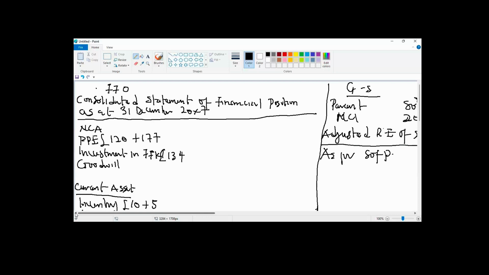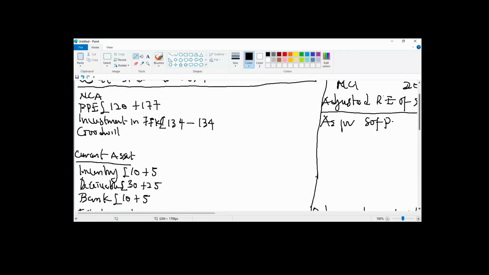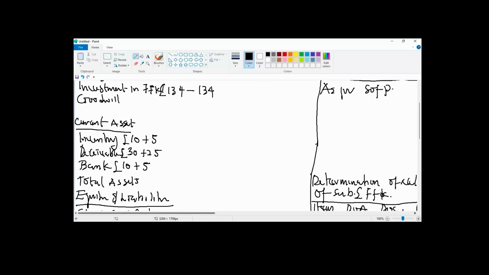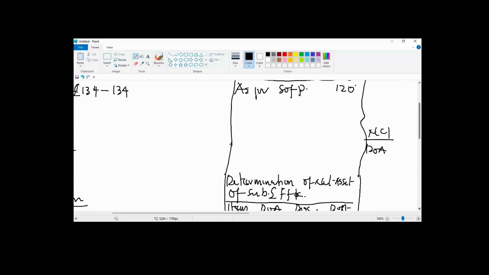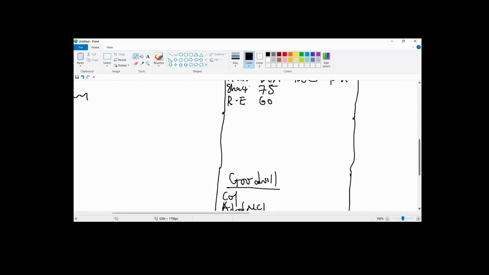He said he paid 134 and it has been recorded. If it has been recorded, what is my own duty? I will credit investment minus, because I want to calculate goodwill. I'll go to the goodwill calculation. Cost of investment 134. That is the end of information 1.